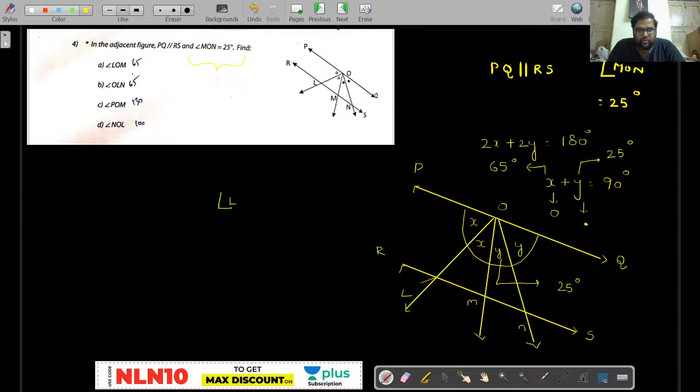Angle LOM is the first question asked. How much is angle LOM? Anybody? Observe here, LOM. Angle LOM is how much? Any answer? Angle LOM is the X value, which is how much? It will be 65 degrees. Very good.